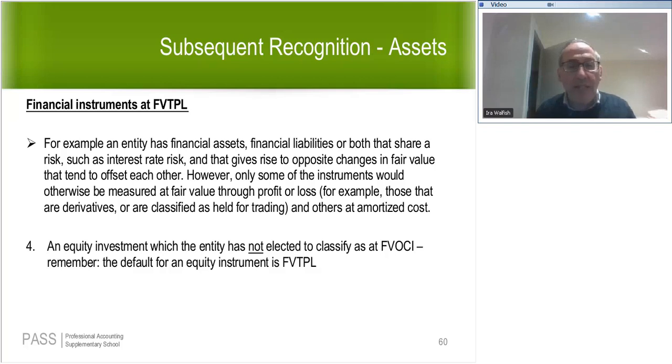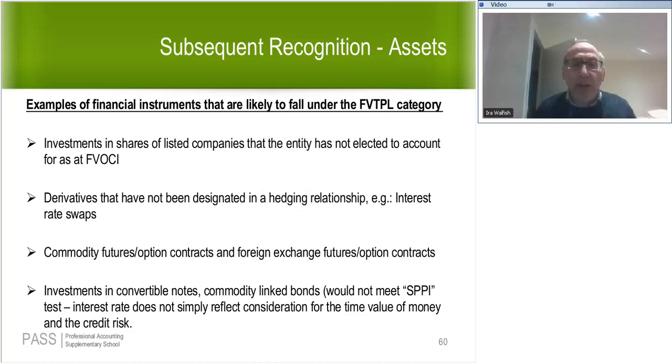Now, examples of financial instruments that would fall under the FVTPL category: investments in shares of listed companies where we didn't elect to use FVOCI. So I went ahead and bought shares of the Bank of Montreal, and I didn't elect to use the FVOCI category. I used the FVTPL category. We mentioned before that derivatives are considered held for trading if they're not designated in a hedging relationship. So if I go ahead and buy a derivative, that would always be FVTPL if it's for speculative purposes.